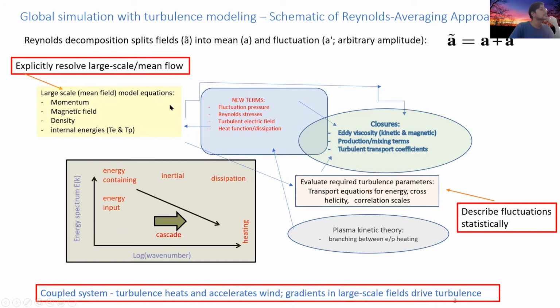But these equations are coupled to a set of equations that describes the statistical properties of the turbulence. I want to emphasize that this is a two-way coupling in that the turbulence provides heating and acceleration for the plasma, for the wind, but in turn, gradients in the large scale fields also drive the turbulence.